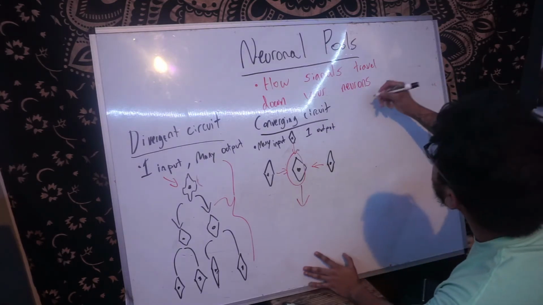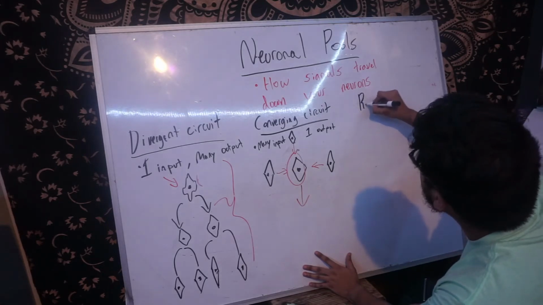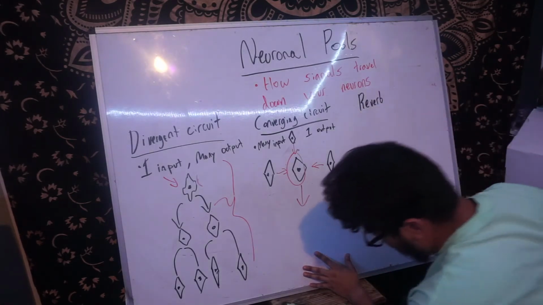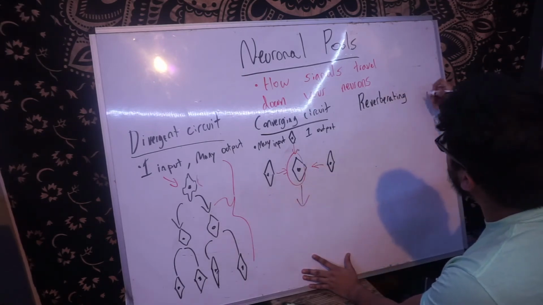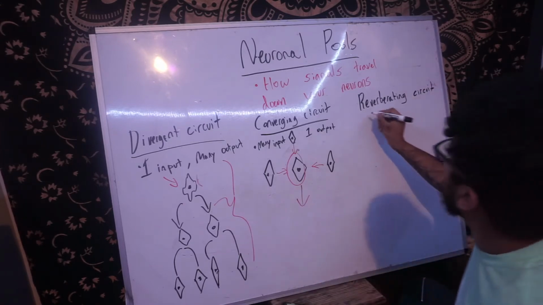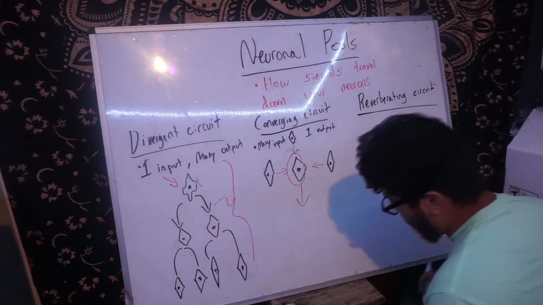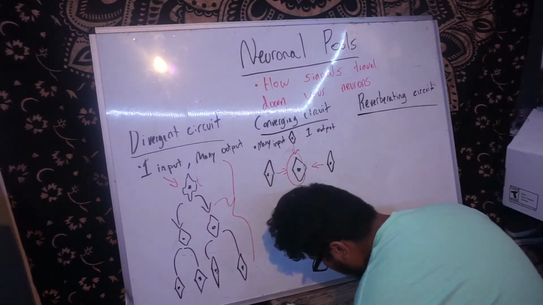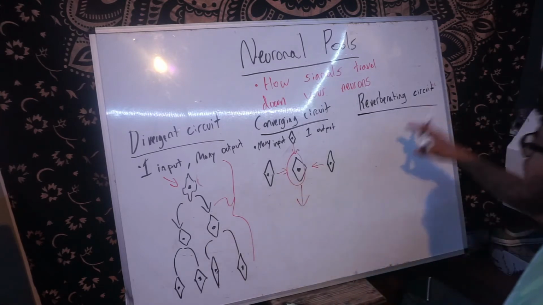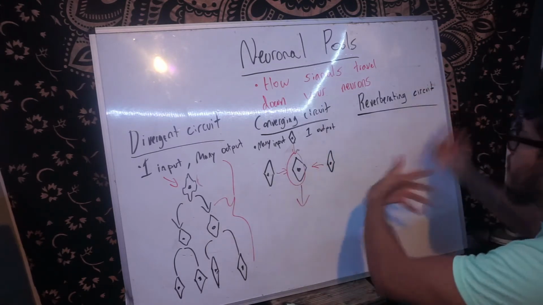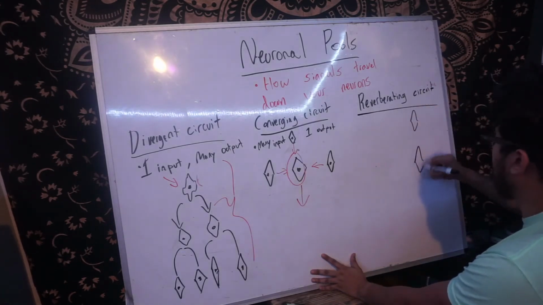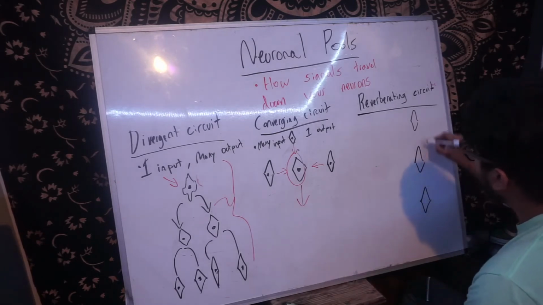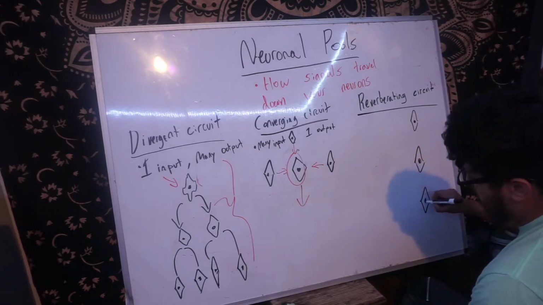So you have a reverberating circuit. You see, I had to look at my notes because I literally have never seen this before, but it makes a lot of sense. A reverberating circuit, basically, think of music, like a reverb, it comes back to you. So we'll have neuron number 1, number 2, number 3, right?